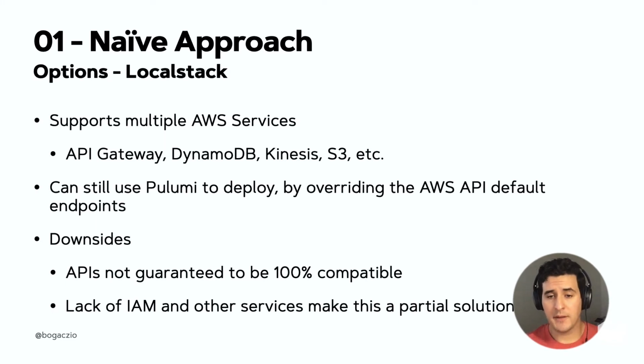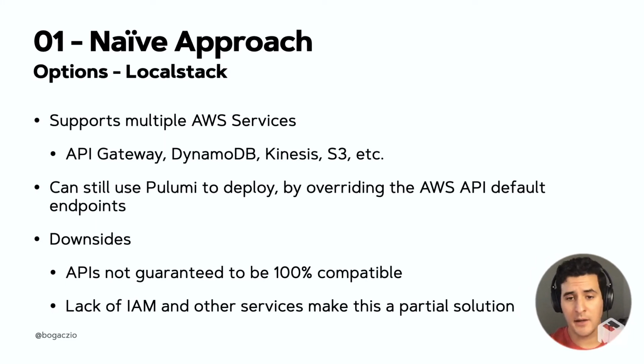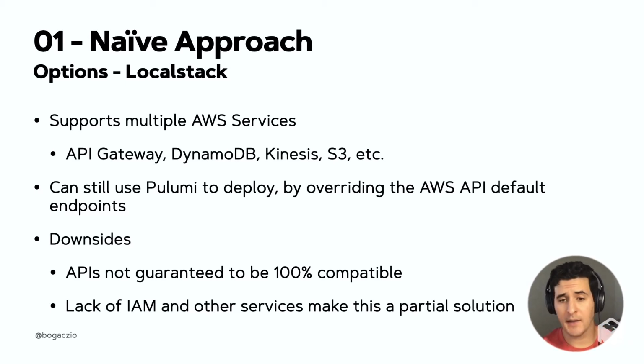Well, one option that's out there is to rely on LocalStack, and LocalStack basically allows us to use locally running fakes of different AWS services. They support a ton of different ones. There's API Gateway, Dynamo, Kinesis, S3, and quite a few more. And actually, if we were to override all of the AWS default endpoints, we actually get to still use our same Pulumi declarative infrastructure in order to deploy all of this.